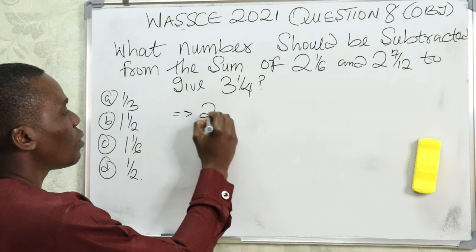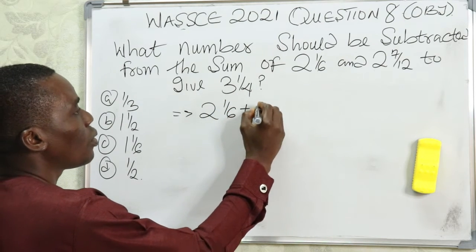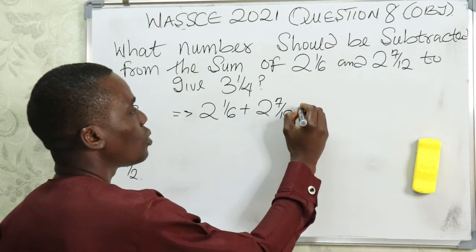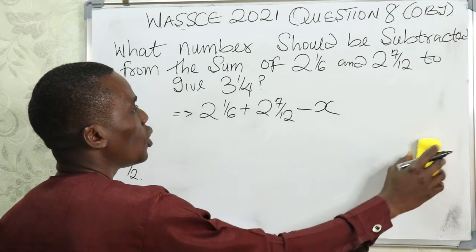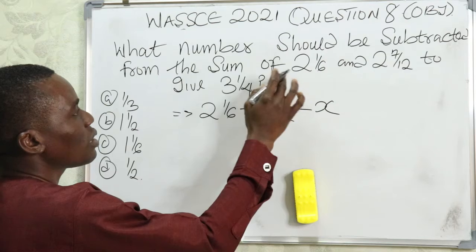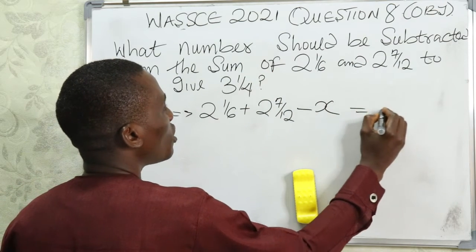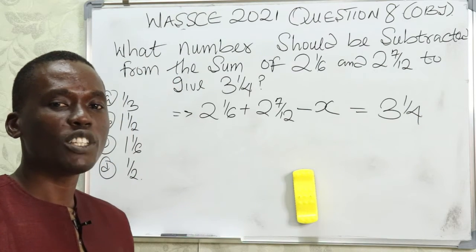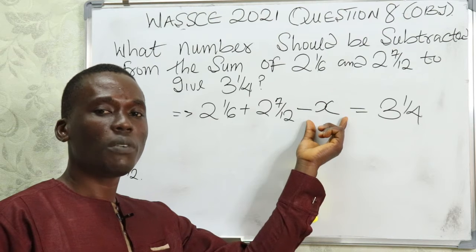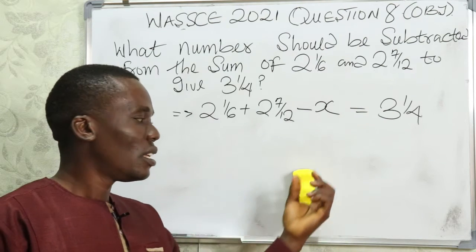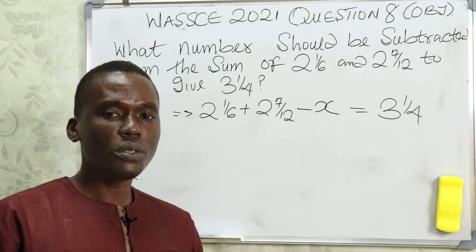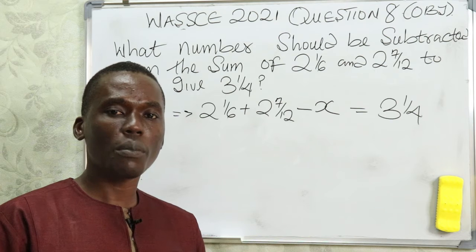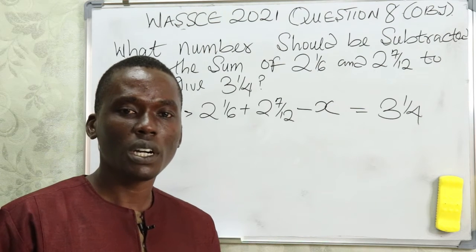Remember, we have the sum of 2 whole number 1 over 6 plus 2 whole number 7 over 12. Let's assume that number to be x, because we are looking for the number that should be subtracted from the sum of this and this to give us 3 whole number 1 over 4. So you see, we've assumed that the value is x. Now, in any word problem you are given, all you need to do is to assume that missing value to be a letter. It can be y, it can be x, it can be z, it can be whatever you have chosen.